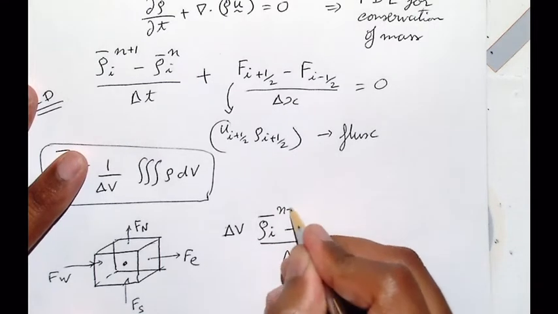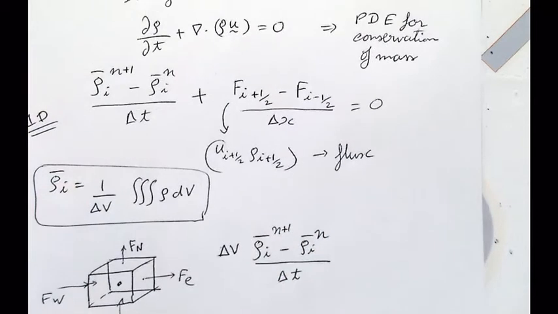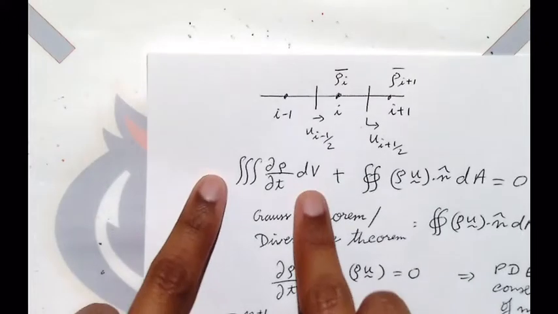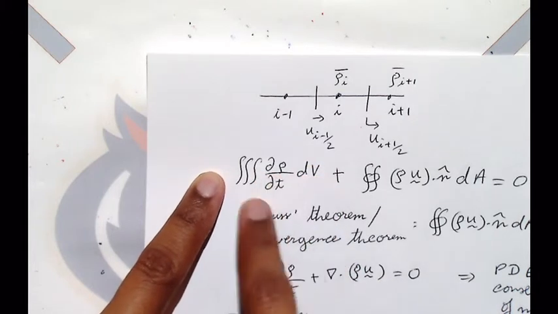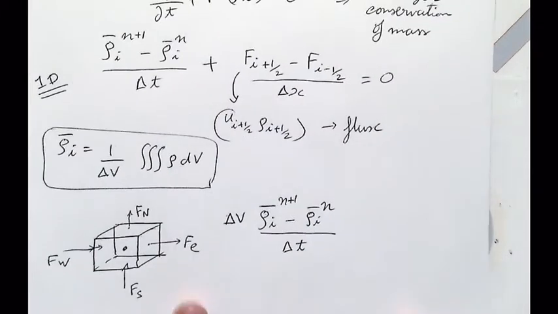Minus rho I bar at n. Okay. So see, this discretization is just saying I am discretizing the first term, which is rho dV divided by delta t. So rho dV divided by delta t. Okay.